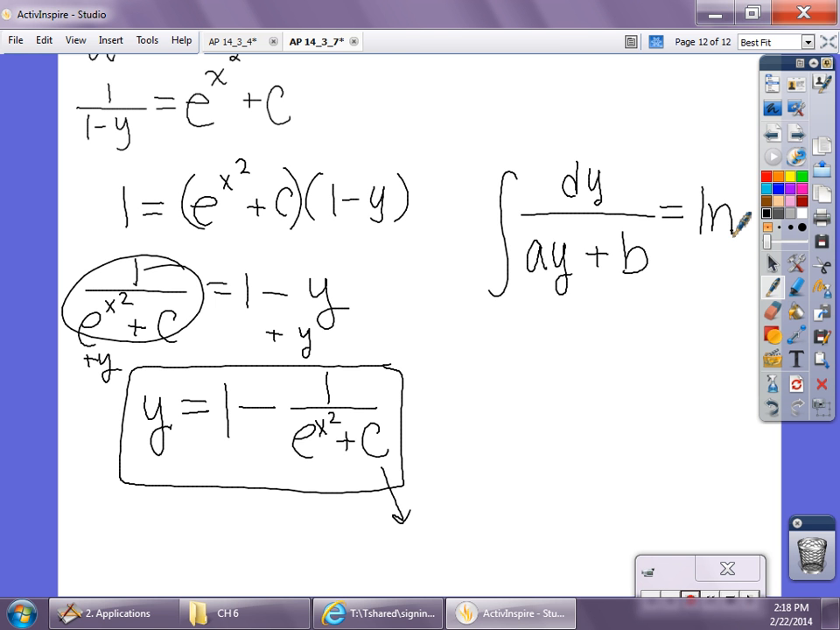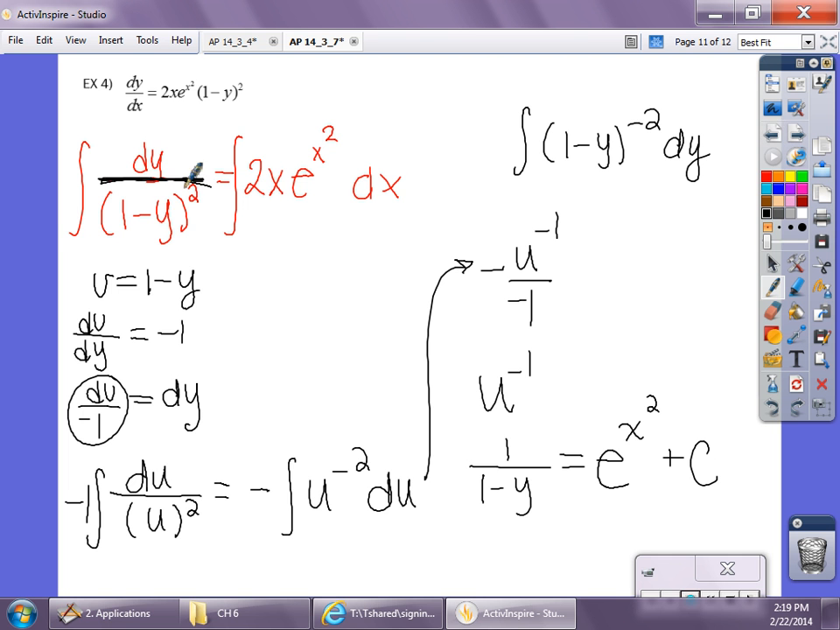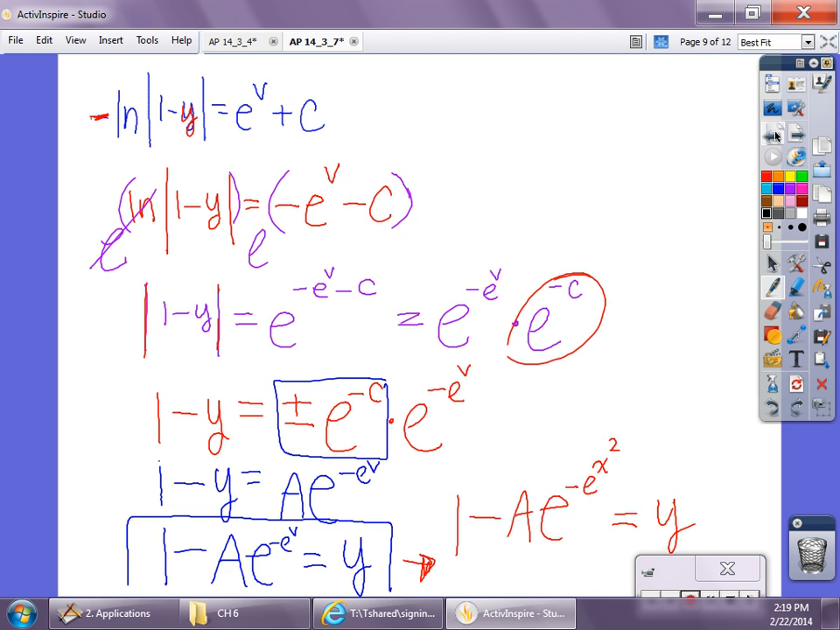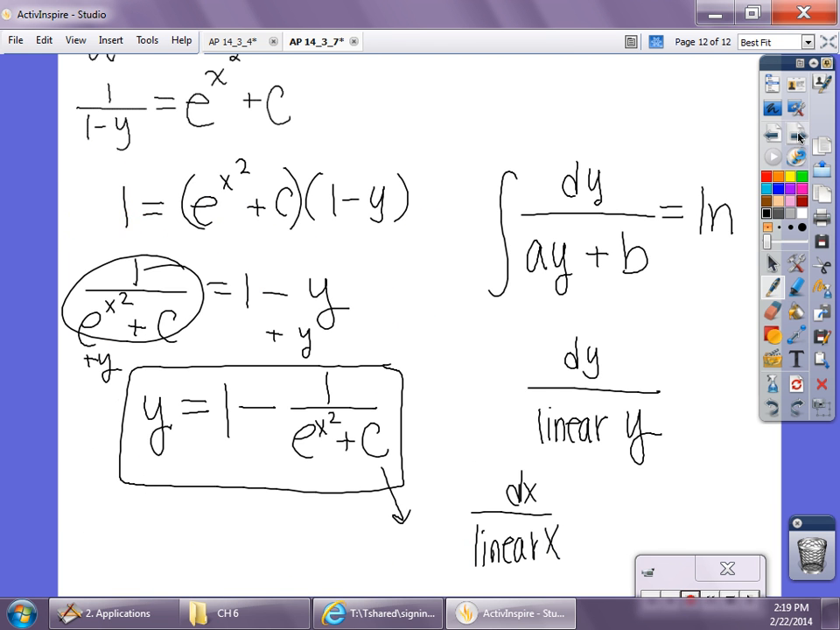If the denominator of your integral is a linear function of y, or dx over a linear function of x, that's how you know it's going to be an ln problem. This one wasn't linear. It actually had a squared, which eliminated it being an ln. The one before that, this one here, was multiplied, so that's why this one was not ln. And then the one before that was an ln problem for the exact reason I told you. The denominator was a linear function of y. Alright, so I think that should have been the last example.